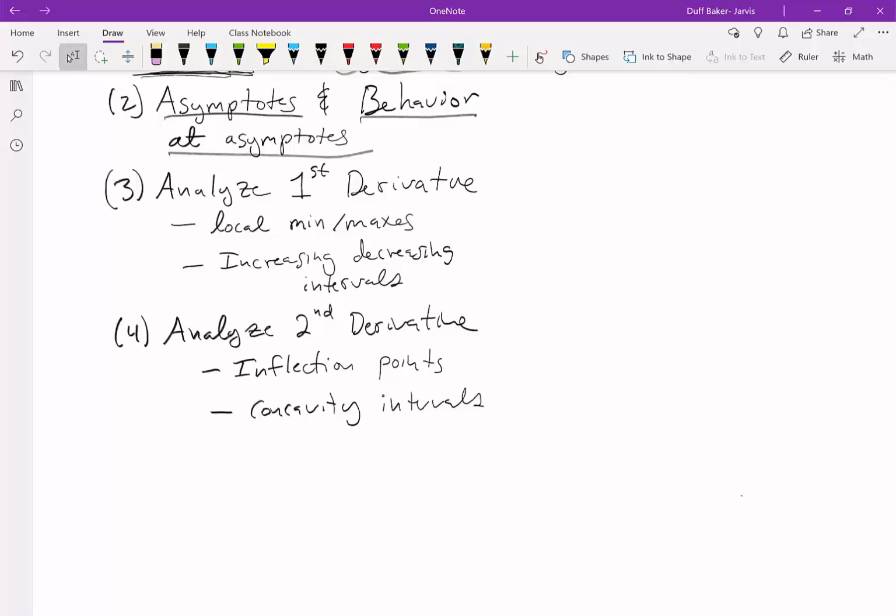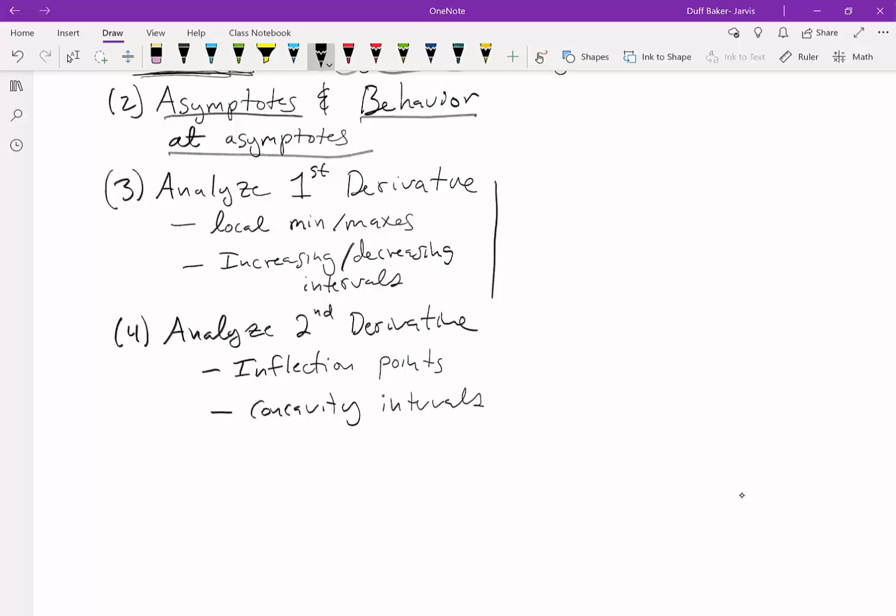And then once you've added your asymptotes, you look at what the first derivative of your function tells you. Basically, it tells you whether there are any local mins or maxes, and where your function is increasing versus decreasing.